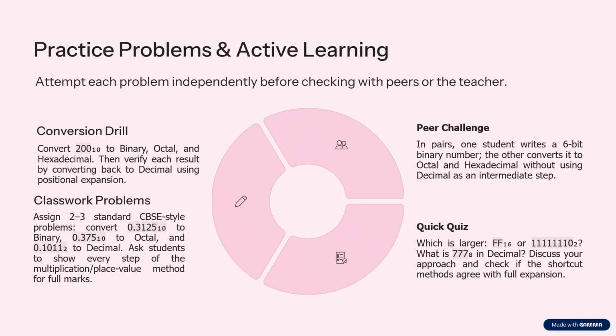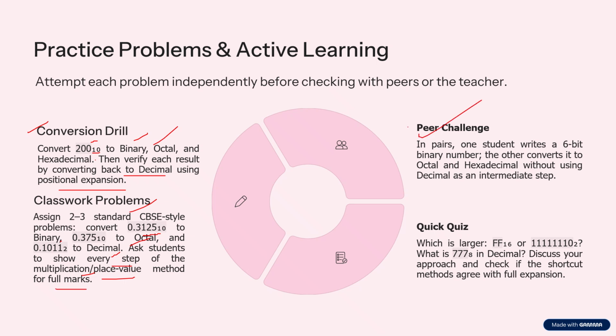Now let's look at some standard CBSE style problems to practice our conversion skills. Convert the decimal number 200 to binary, octal, and hexadecimal. Verify each result by converting back to decimal using positional expansion. Now some more CBSE style problems. Convert a fractional decimal number to binary, to octal, and to decimal. You have to show the step-by-step multiplication or place value method for full marks.